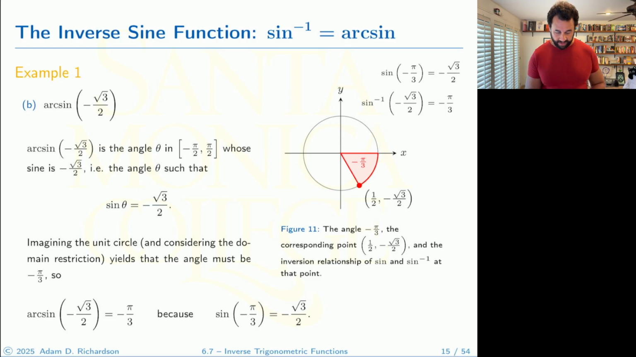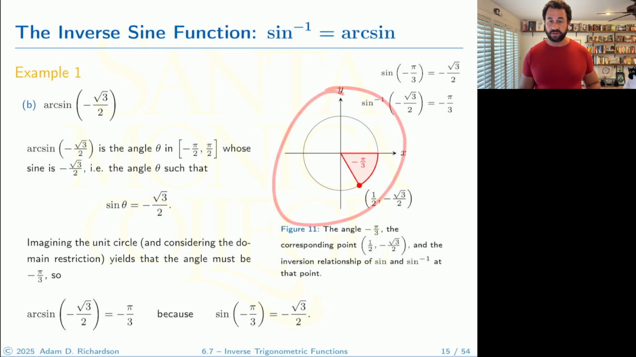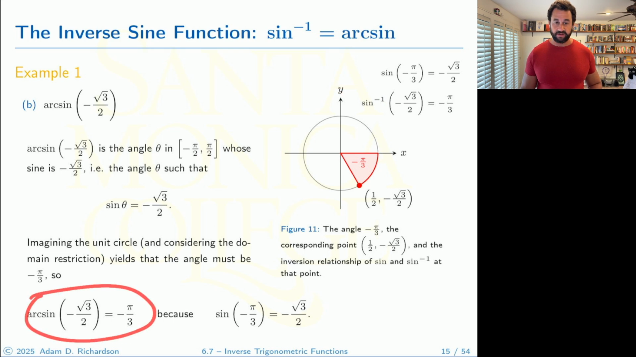So here's the setup. Arcsine of negative root 3 over 2 is the angle in the restricted domain whose sine is negative root 3 over 2. In other words, this is the equation we're solving. Picturing the unit circle here, we see that the angle that satisfies this is negative pi over 3. So arcsine of negative root 3 over 2 is negative pi over 3.